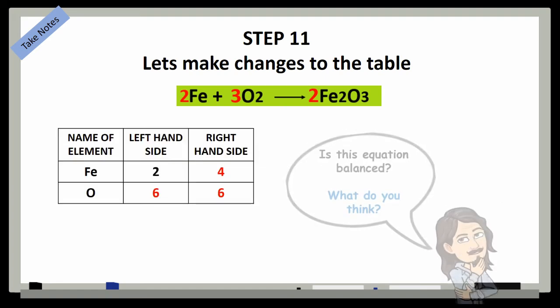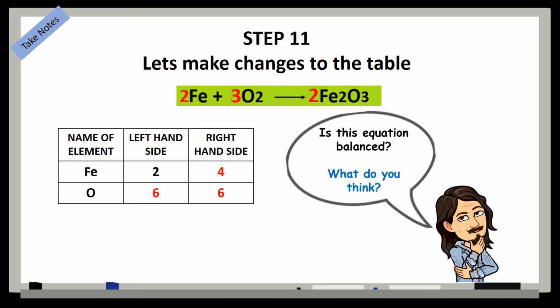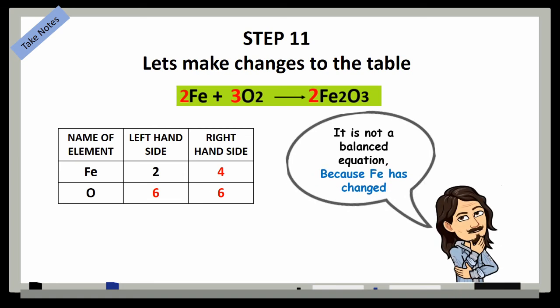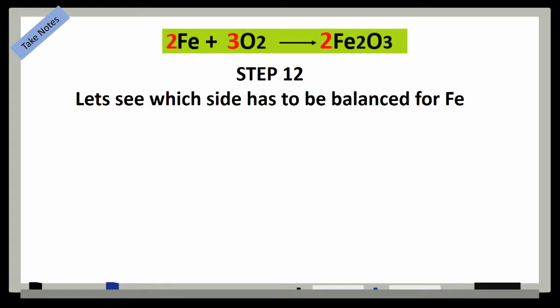And if you really think, if you look at it, just see if it's balanced, right? There is still some discrepancy over here. It's not balanced because Fe is not balanced, right? It is 2 on one side, 4 on the other side. So I'll need to change Fe again on some side. How do I do this? I'll just take a look at the numbers again, as simple as that.